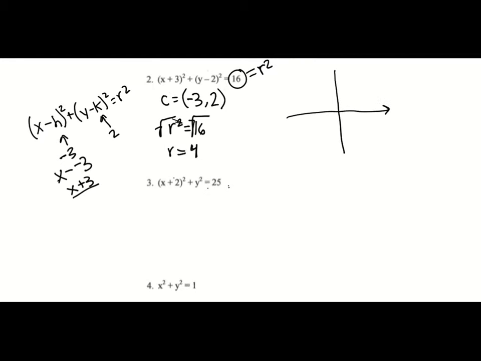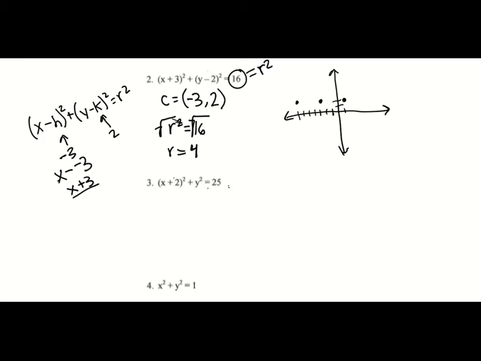Draw a coordinate plane. My center is at negative 3, 1, 2, 3 to the left, and then up 2. So that makes our center right here. And my radius is 4, so I'm going to go left 4, 1, 2, 3, 4. So I'm going left 4 from my center. Right 4 from my center, 1, 2, 3, 4.